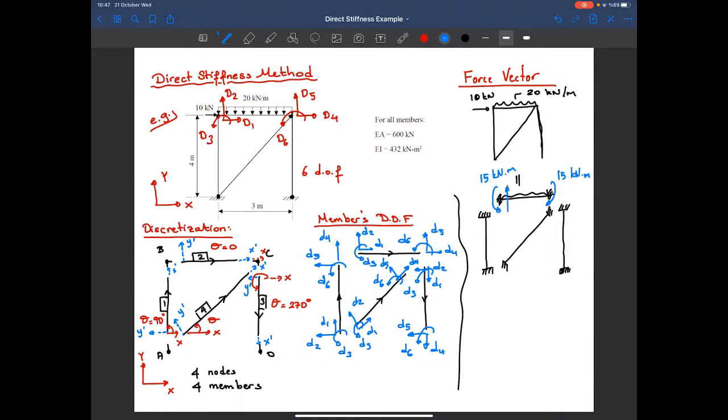I got 30 kilonewtons, 30 kilonewtons here. So these are the fixed end forces, and we have plus the only deformation case, and we'll just reverse these forces and show it in here.